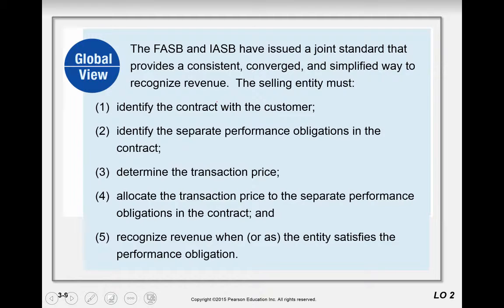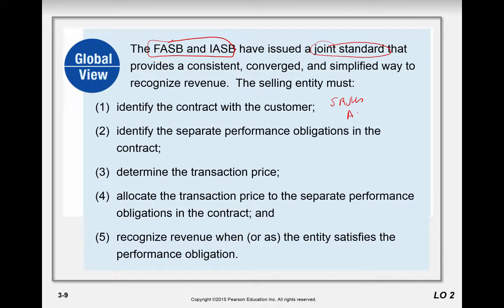So now we talked earlier about FASB and the IASB, the Financial Accounting Standards Board and the International Accounting Standards Board. They have worked in what's called a global convergence, and they wanted to produce standards that are consistent. And they did. And then we have these 5 rules of revenue recognition.